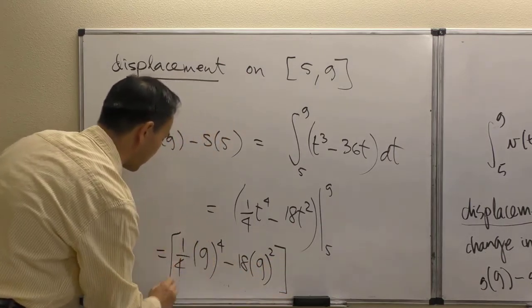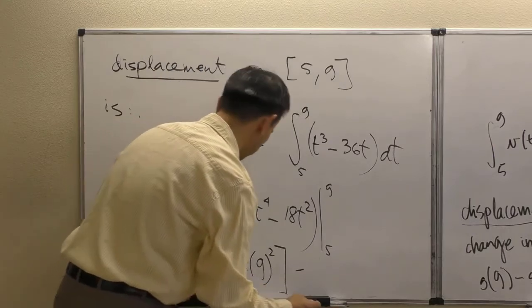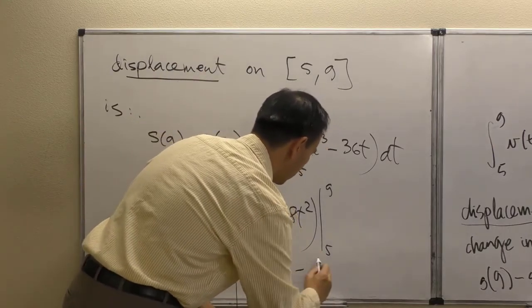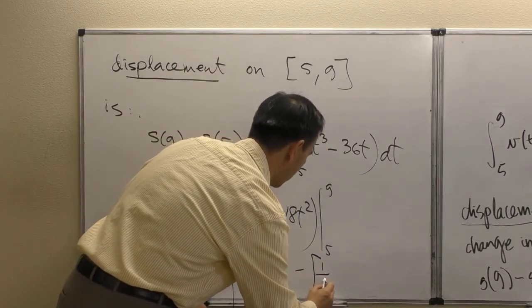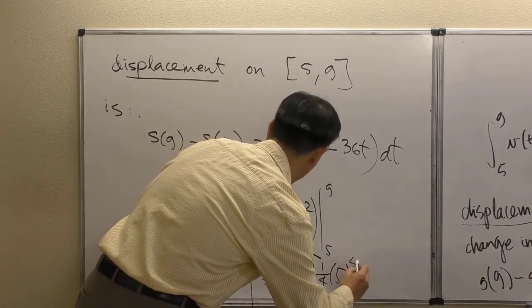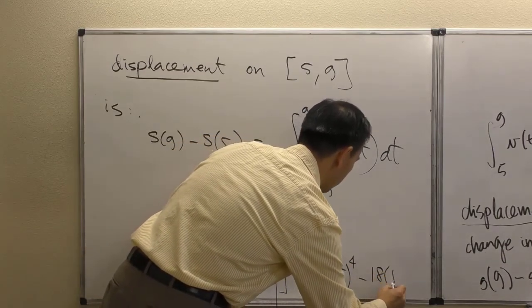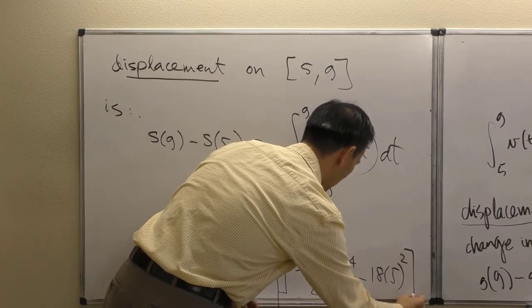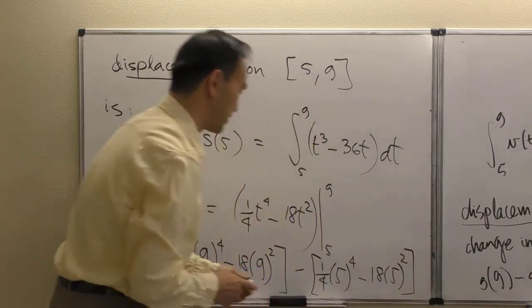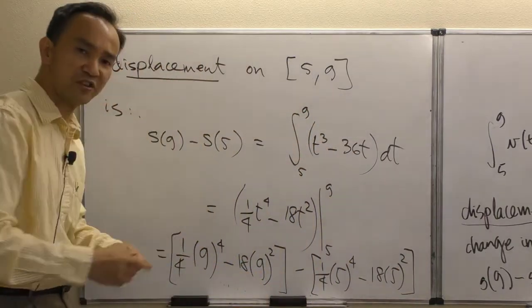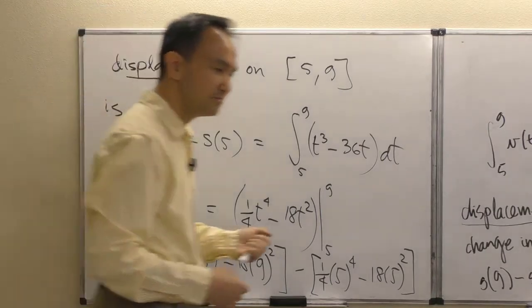Now I'm going to look at 1/4 times 9 to the 4th minus 18 times 9 squared, and then I'm going to subtract 1/4 times 5 to the 4th minus 18 times 5 squared. Give me a minute to quickly swing by my computer station right here to grab a final answer.